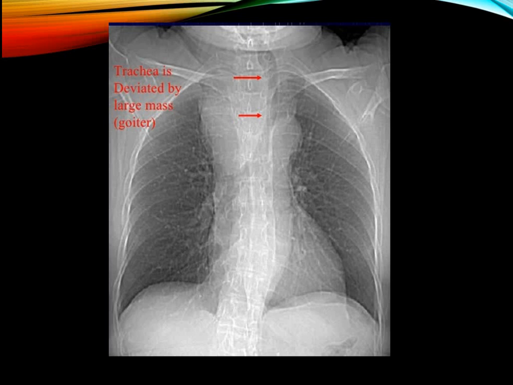This chest X-ray, or in fact it's a scanogram part of the CT scan, showing widening of the superior mediastinum by an opacity that is causing tracheal deviations to the left, and this opacity is extending to the base of the neck. So these are features of retrosternal goiter.